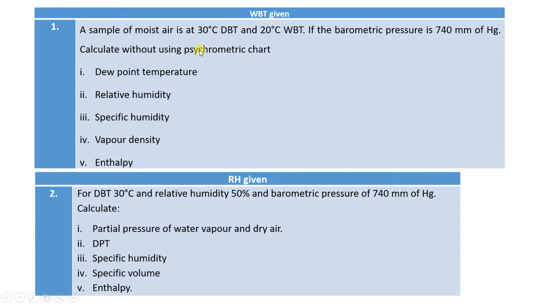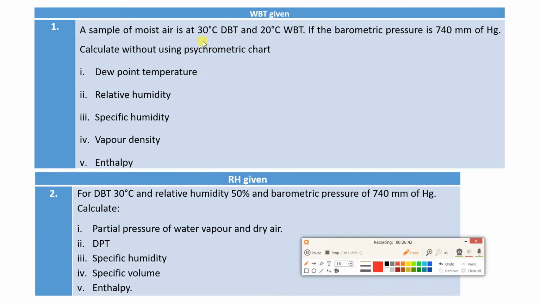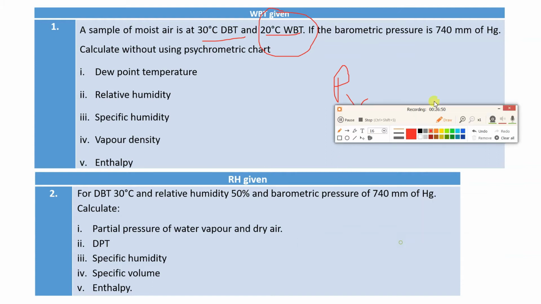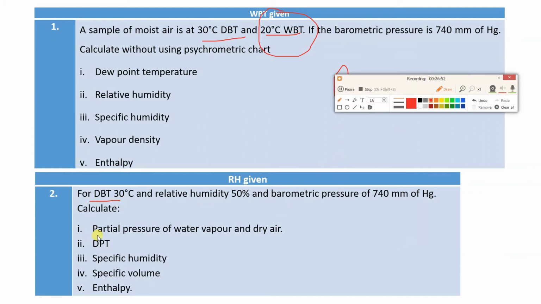In the first question, you can see dry bulb temperature is given and wet bulb temperature is given. So when wet bulb temperature is given, we have to use the Carrier equation to calculate PV. In the second numerical, dry bulb temperature is given and RH is given. So here we have to use RH to calculate PV in the second step.